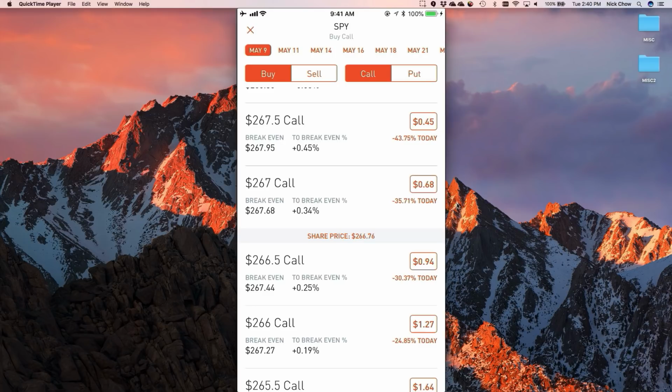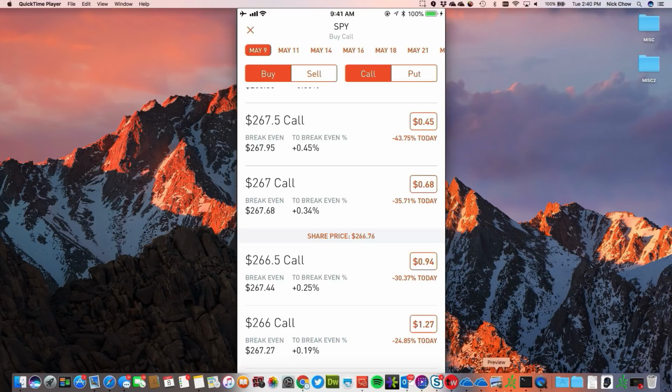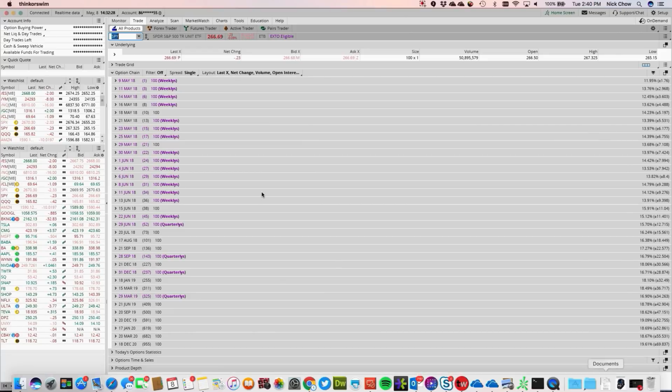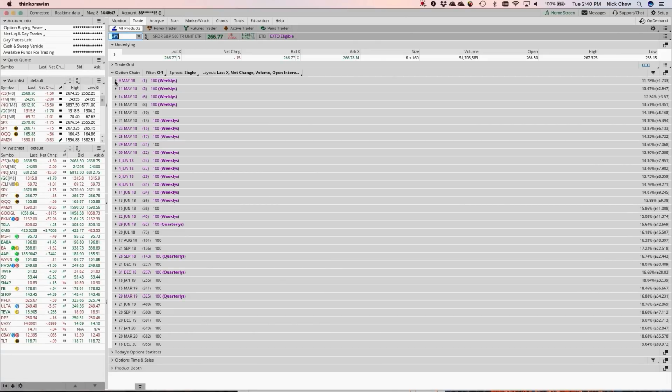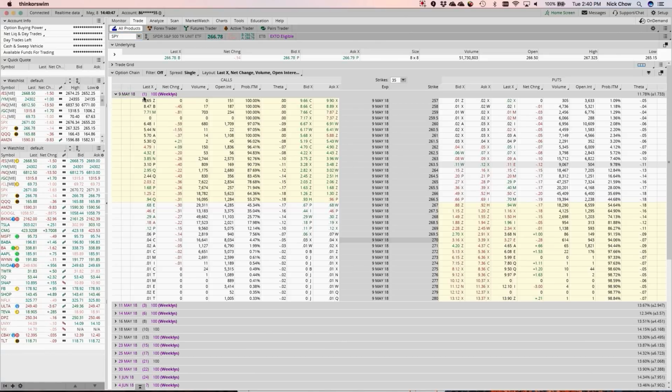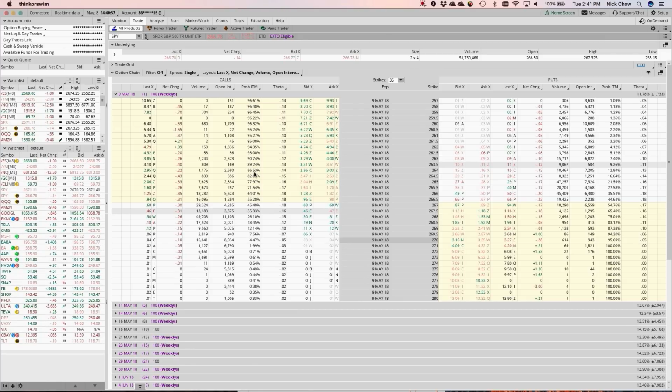I would much rather, I'll show you Thinkorswim here. If I'm looking at these May 9th SPY options, I would rather see on that home screen what's the volume, what's the open interest, or what's the probability that you're going to be in the money. I would say that is more important. On Thinkorswim, this is more customizable.